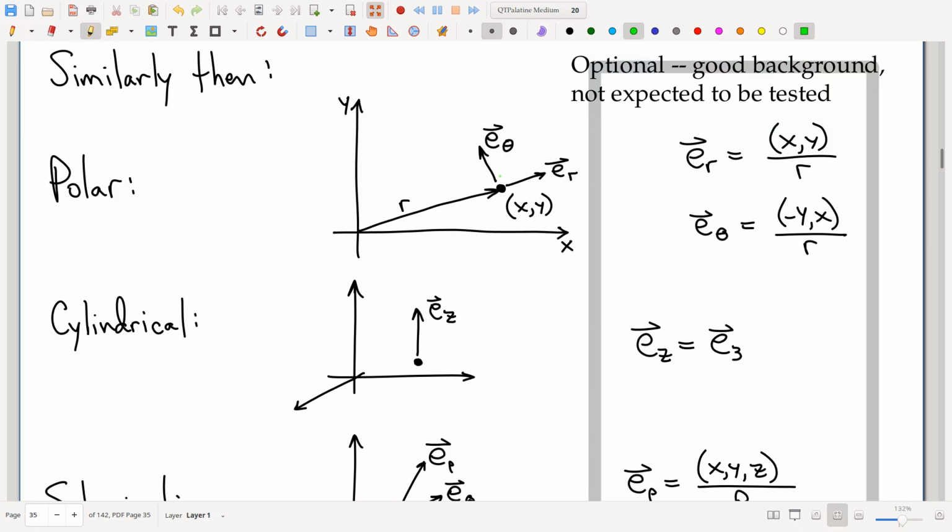For example, if I'm at this point, notice that what I'm calling e_r, that vector, points in the direction where r is changing and theta is not. Right? It's a unit vector pointing in the direction where only that one coordinate is changing. And likewise for the others. Again, a good little exercise.